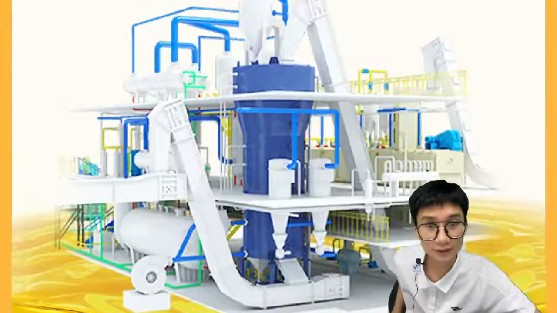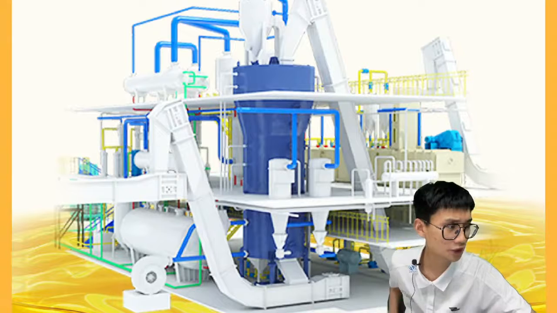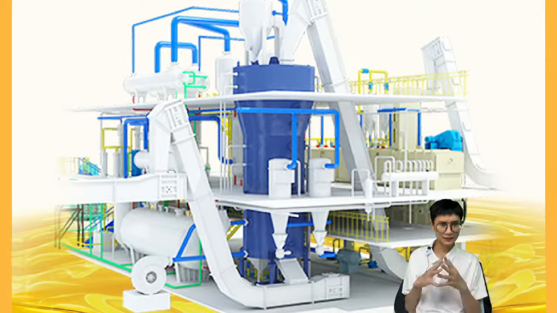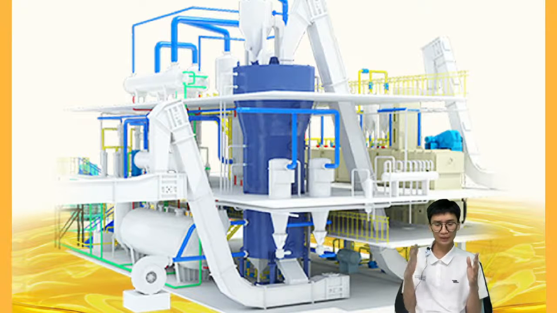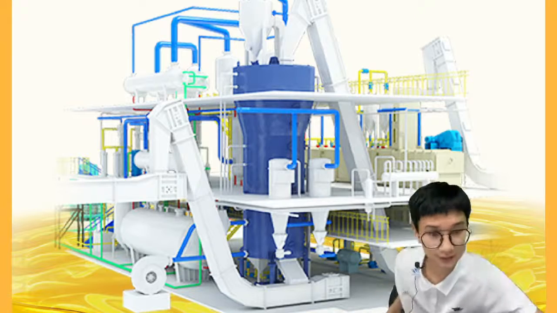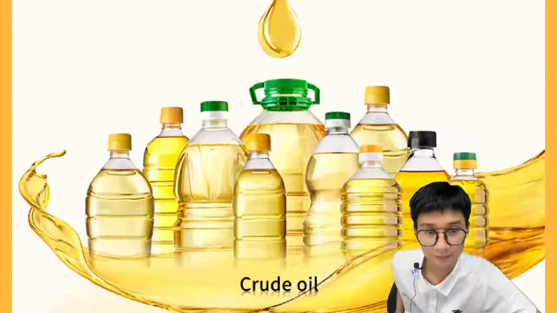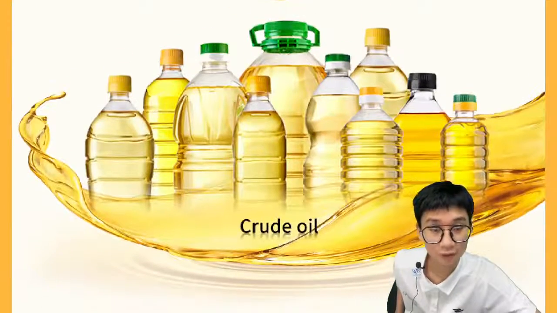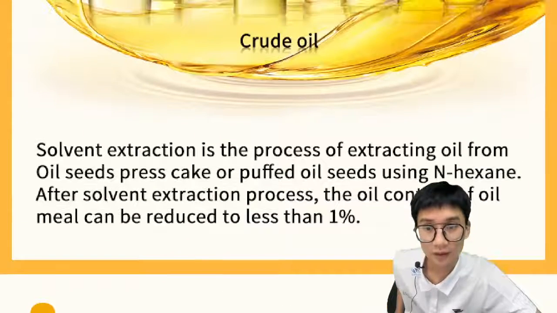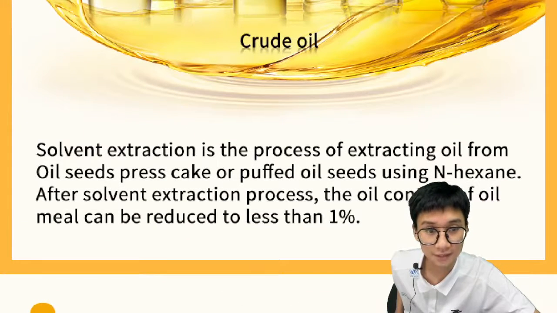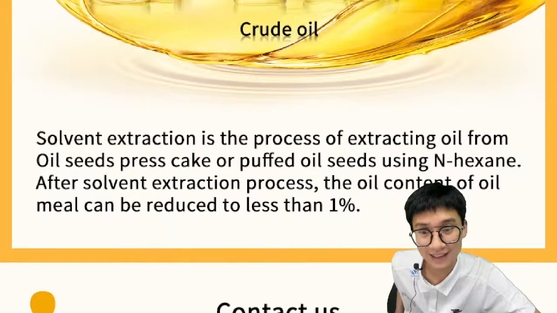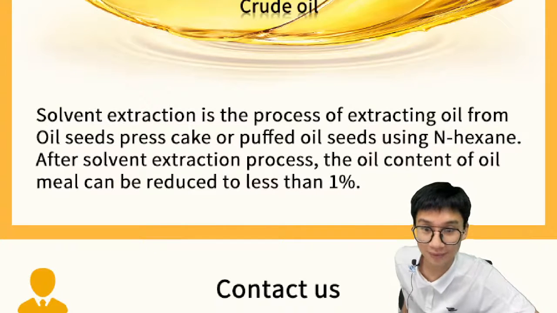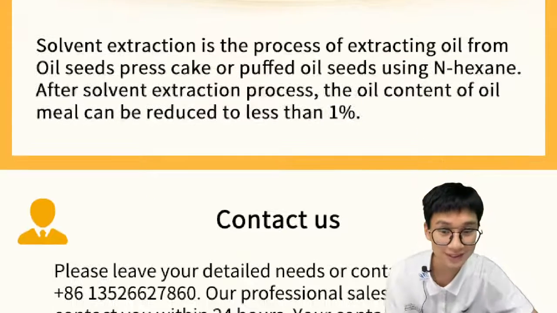And this is our solvent extractor, which is more like a system, and later I will explain it. And this is the final crude oils. Solvent extraction is a process of extracting oil from the oil seeds press cake or puffed oil seeds using the hexane. After the solvent extraction process, the oil content of oil meal can be reduced to less than 1%.